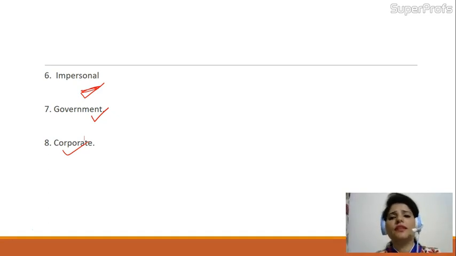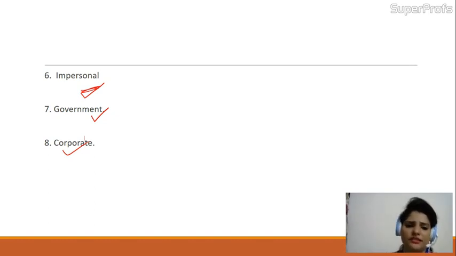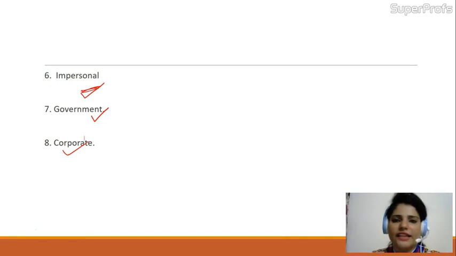And government whistleblowing, when there is any wrong act or wrongdoing on the part of a government official. Corporate whistleblowing, when there is any wrong act that is happening in the corporates or any particular company. Now moving ahead.